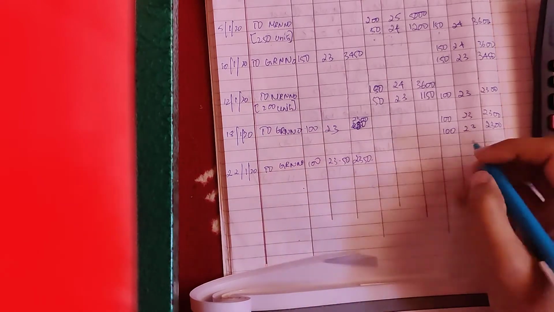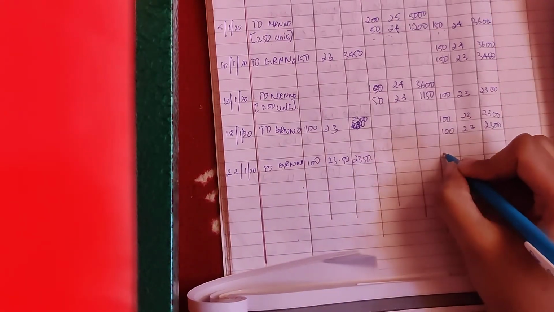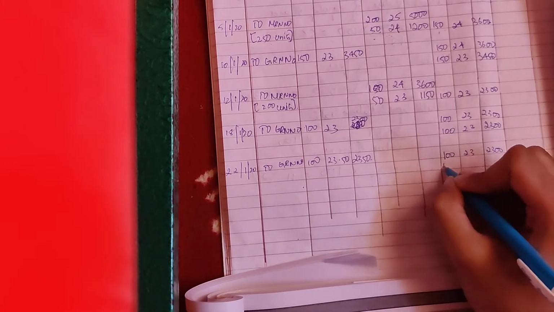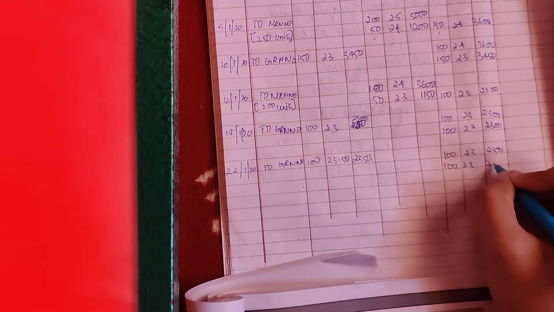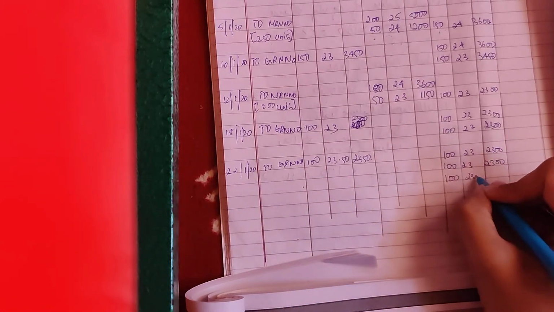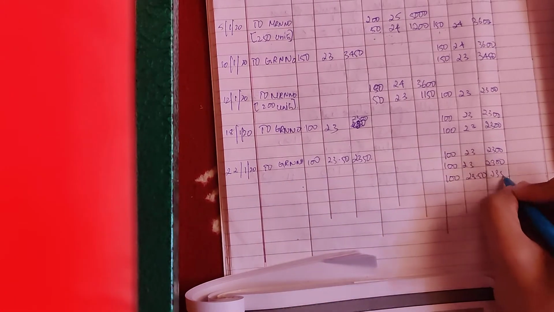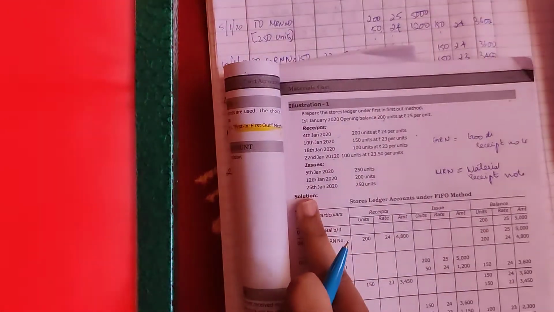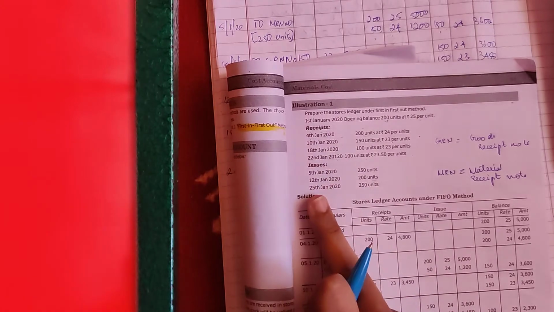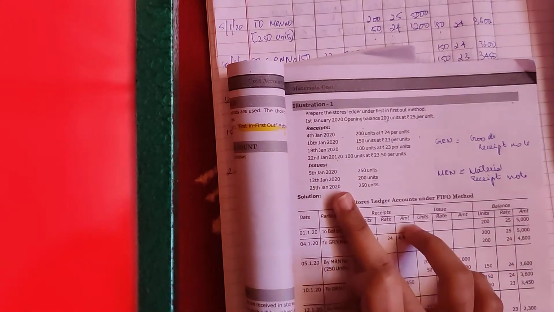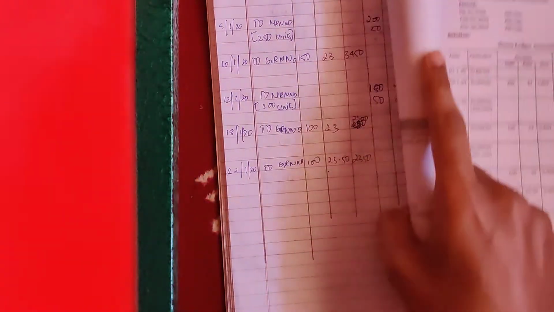Now bring down the balances. How will you bring down the balances? Earlier the balance was 100 at the rate of 23, that was 2300. Again 100 at the rate of 23, which is 2300, plus 100 at the rate of 23.50, 2350. Okay, what is the next date after 22nd? It is 25th, wherein you're issuing 250 units.